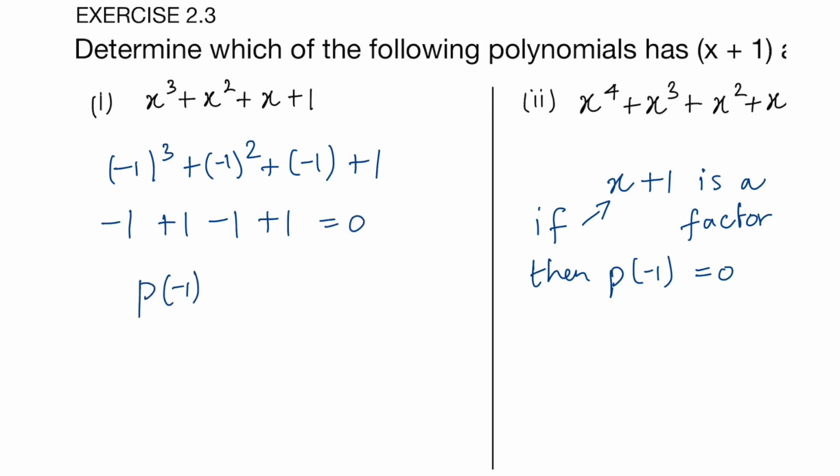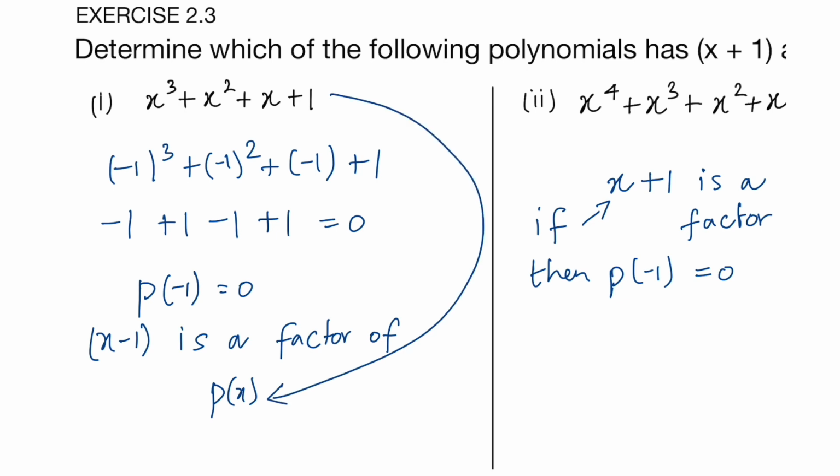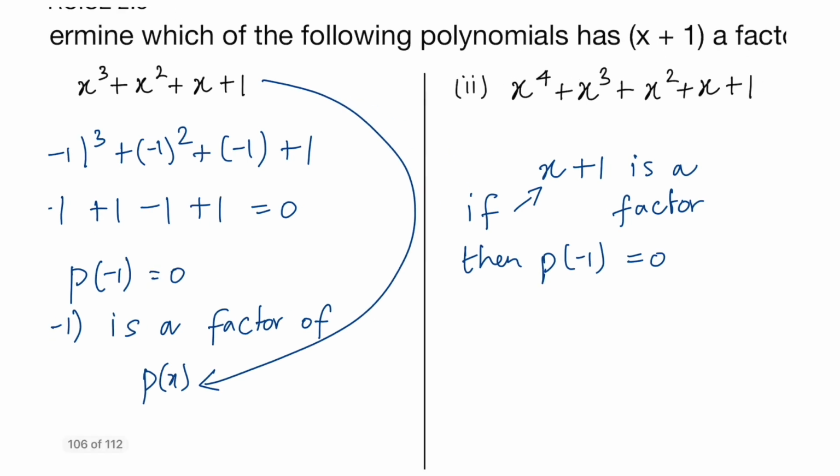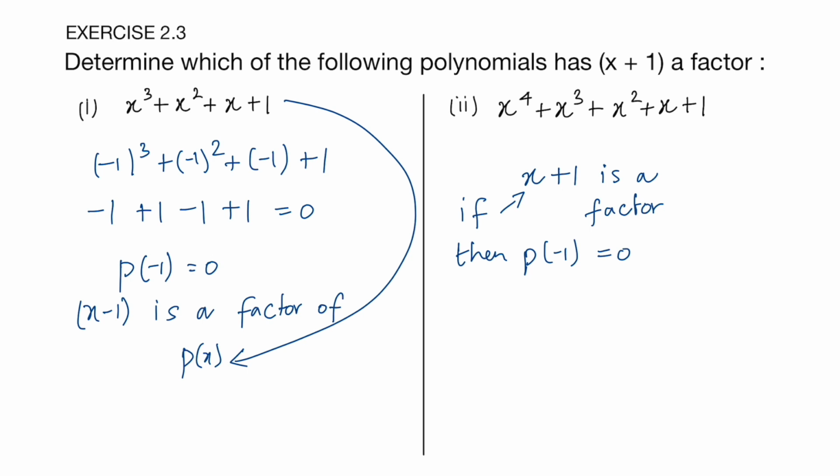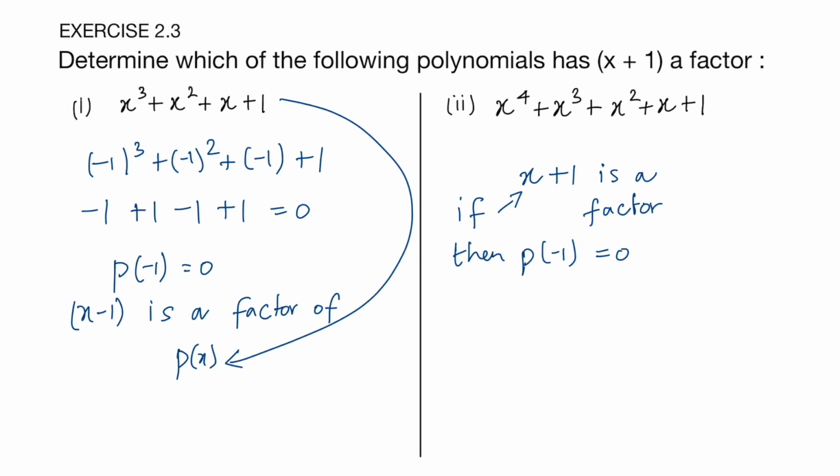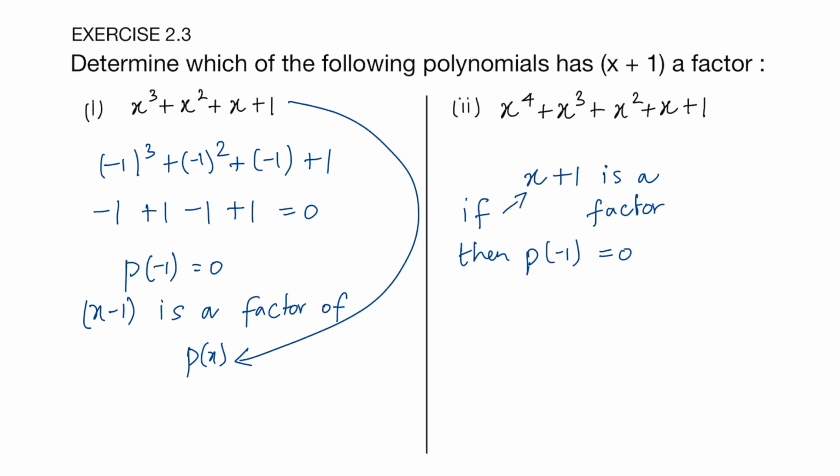Since p of minus 1 is equal to 0, x plus 1 is in fact a factor of p of x. For this subdivision, that is p of x. That is all for that subdivision. So we have concluded that x plus 1 is in fact a factor of that polynomial. Now we are going to do the same for the other subdivisions as well.